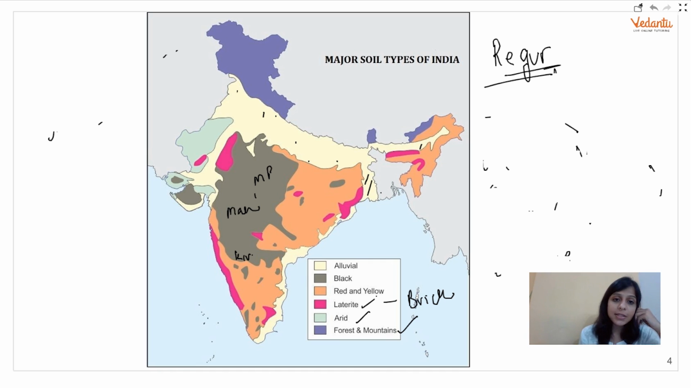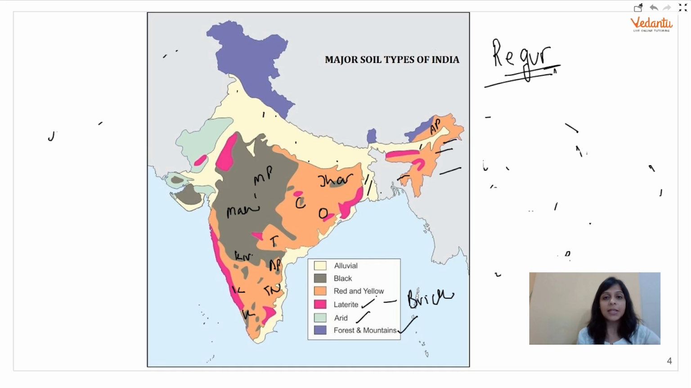Now we're going to move on to red and yellow soil. When I talk about red and yellow soil, it is basically in Jharkhand, Chhattisgarh, Odisha, then you have Telangana, Andhra Pradesh, Karnataka, Kerala, even Tamil Nadu, and even in the northeastern states, for example Arunachal Pradesh, Nagaland, Manipur, Mizoram, Tripura. So here I have all this red soil. Is everybody clear till here?